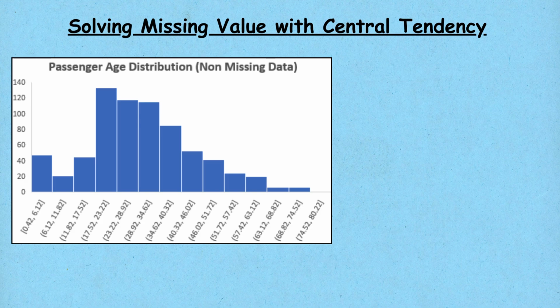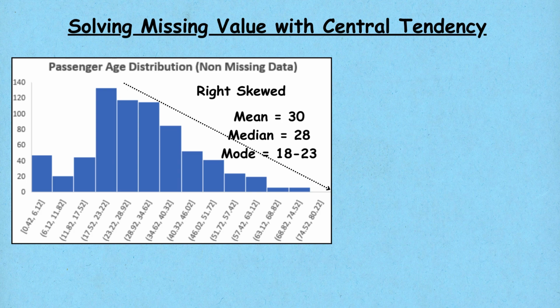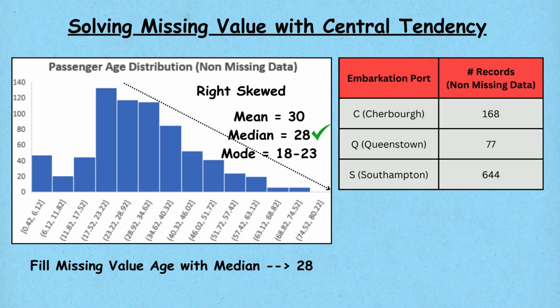First, we'll draw some histograms to visualize the distributions of these variables. We're filtering out the missing ones to keep it clean. As we can see, the age distribution is right skewed, with the mean sitting at 30 years, the median at 28 years, and the mode hanging out between 18 to 23 years old. Since it's right skewed, the median value of 28 is our go-to for filling those missing ages. Pretty straightforward, right?